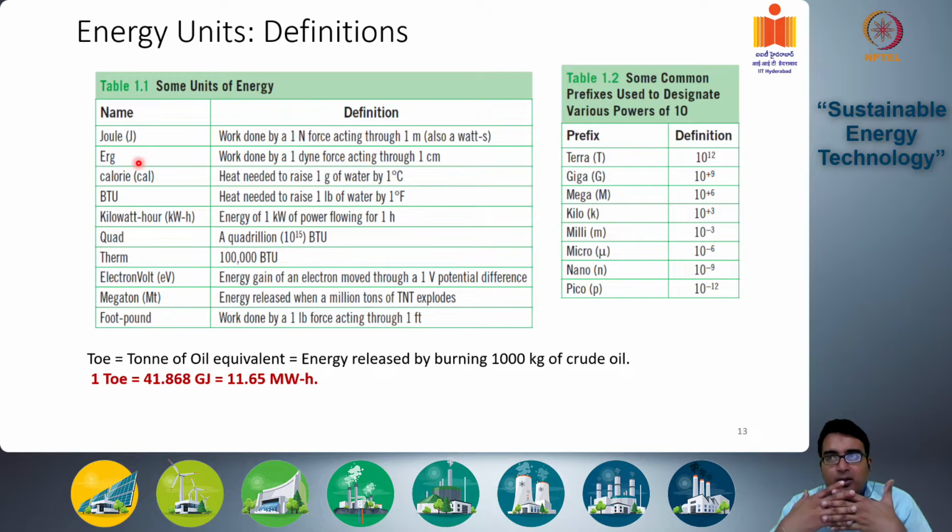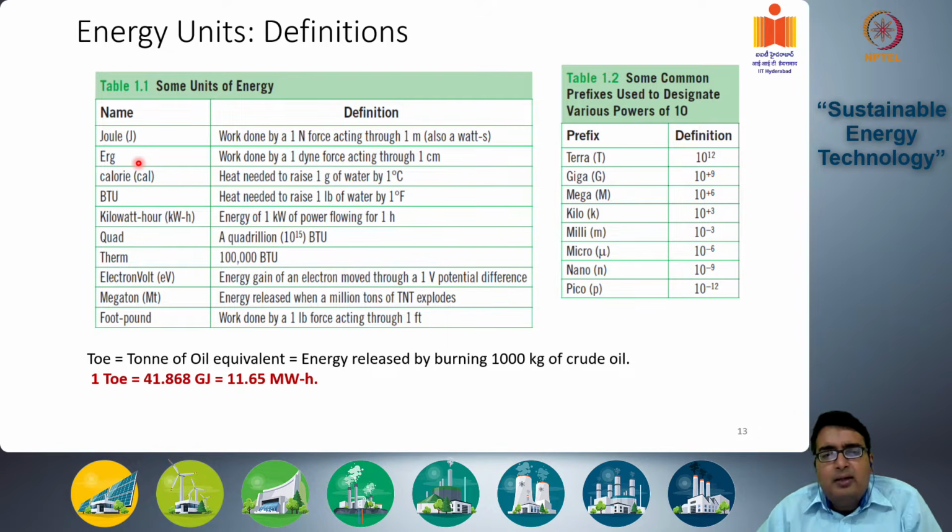A similar unit, used in the British FPS units, foot pound second, is BTU, the British thermal unit. It was a very common unit of energy when we talked about coal. This is the heat needed to raise 1 pound of water by 1 degree Fahrenheit.